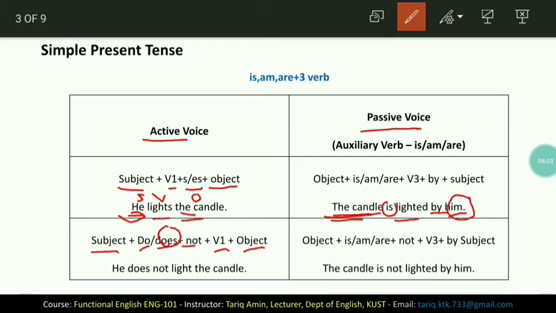In this example, he is the subject. Because he is third person singular, and with third person singular we put does, not do. So we have put does, and after the helping verb does, we put not. And he does not light the candle. Light is the first form of the verb, and the candle is the object.